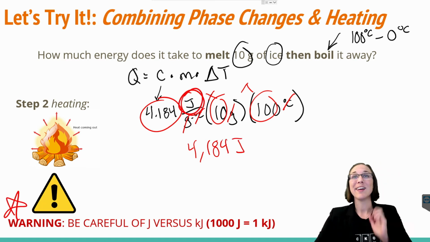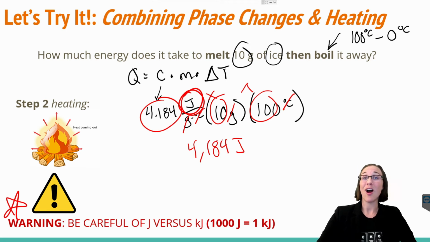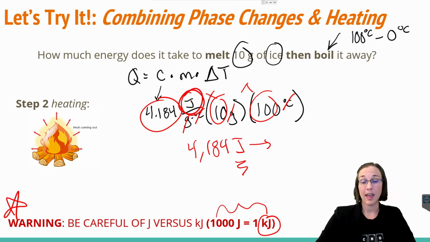Warning, warning. This is where we need to be very careful. Our units need to match. Before we calculated in kilojoules for that melting step. Here we have units of joules. So make sure that you convert this to kilojoules so that all of your units will match in the end. And because of that, we're just going to move this decimal back 3 spaces so that we can convert it to 4.184 kilojoules.